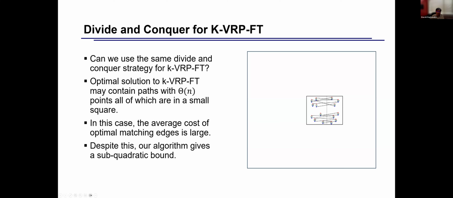Just two paths. So what happens in this case is, if you look at the matching instance corresponding to the fixed time vehicle routing problem, all these matching edges will turn out to be long, right? And so intuitively, if you do a divide and conquer on this, you may end up breaking the optimal edges. And then one of the risks we run into is that we may have to do a very expensive conquer step at this subproblem.